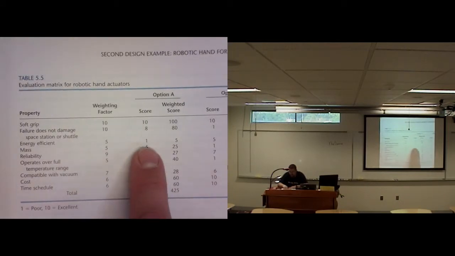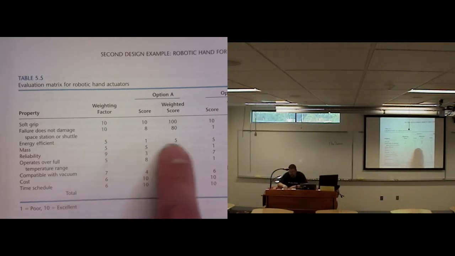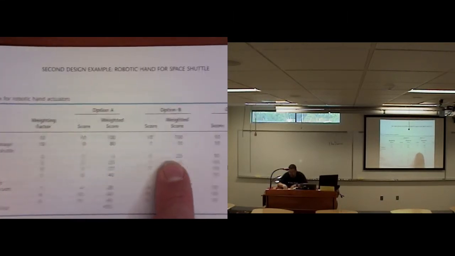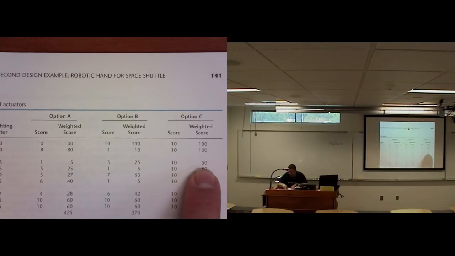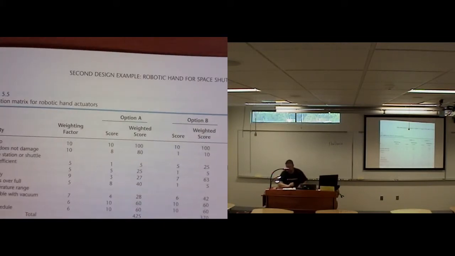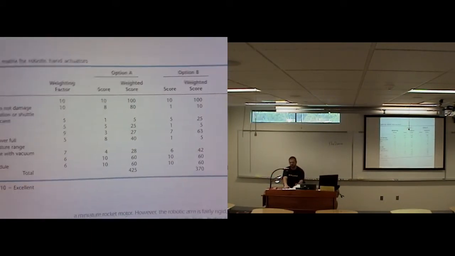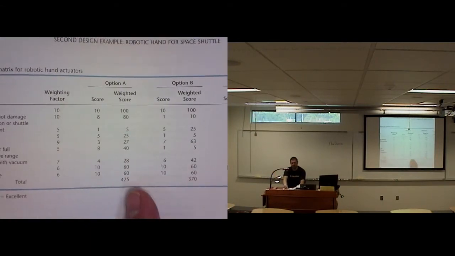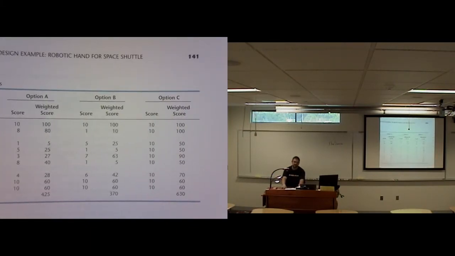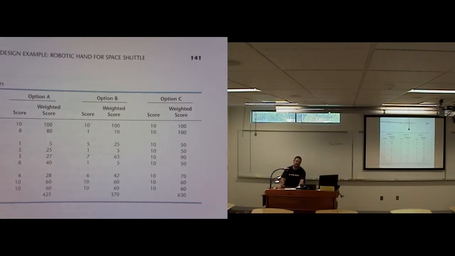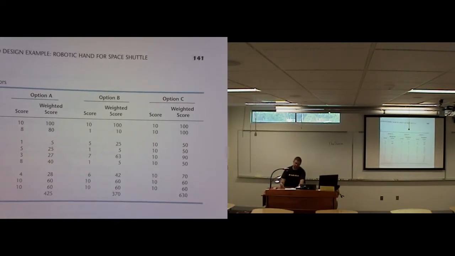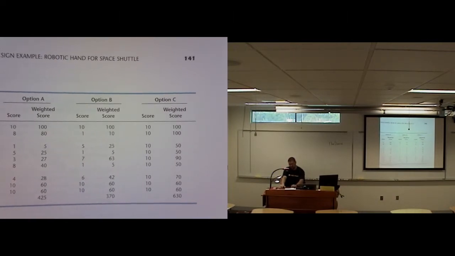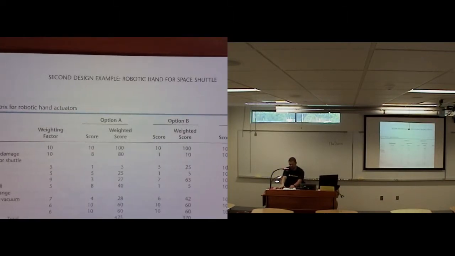But if you go down here to its score for energy efficiency, a 1, it has a weighting factor of 5. Multiplied by 5, it only got 5 points there. And option B got 25 points, and option C got 50 points. So far, option C is winning. And it turns out in the end that option C wins all the way down the board with a total score for option C of 630 versus 370 and 425. So they choose option C to be the best idea because of all the advantages that it has over the others, right? They outweigh them using this evaluation matrix.